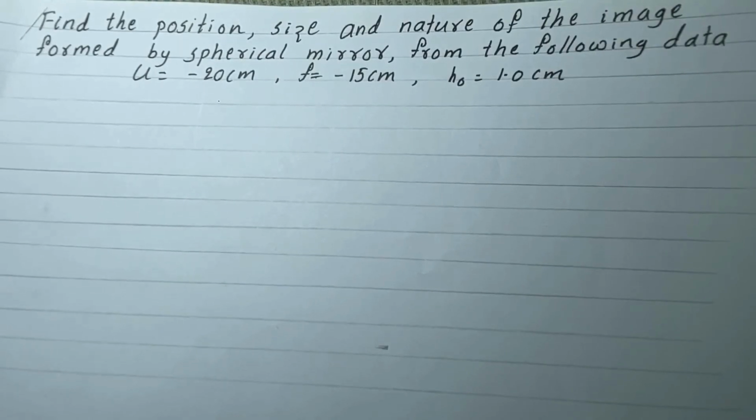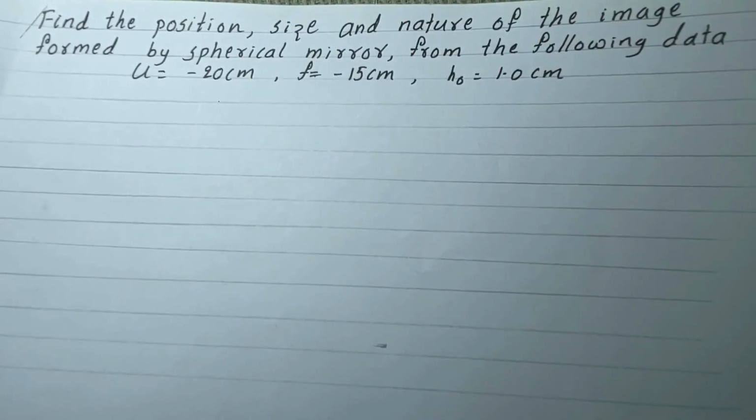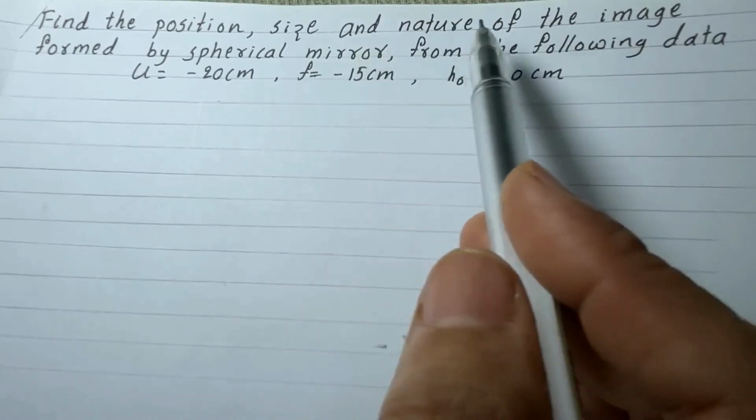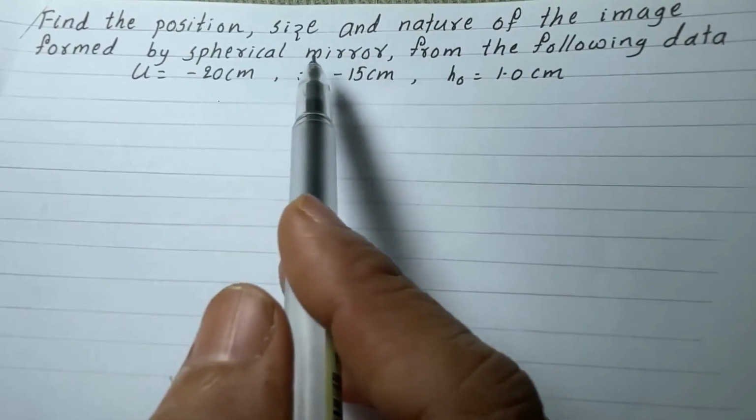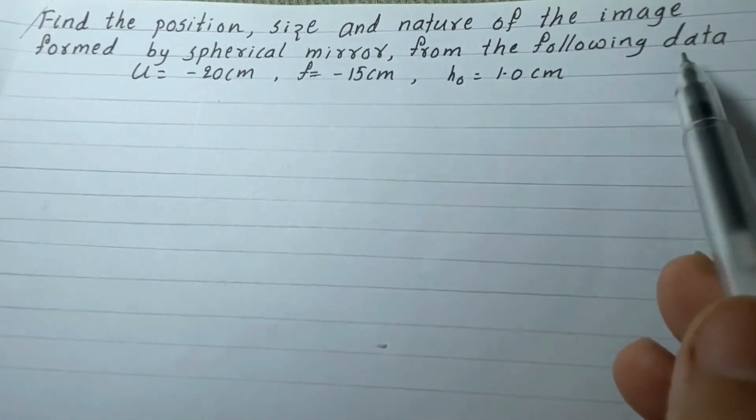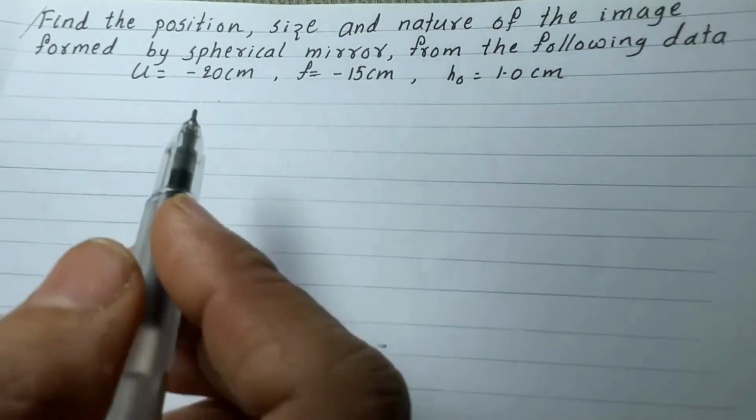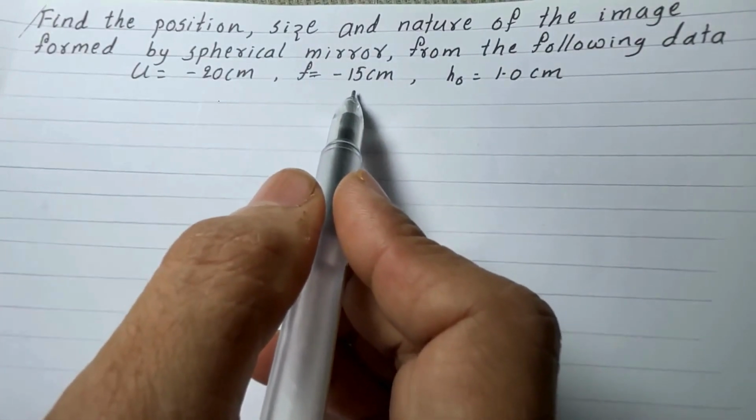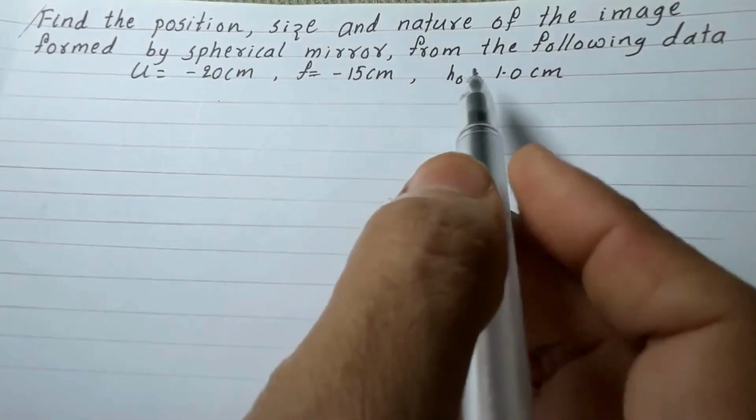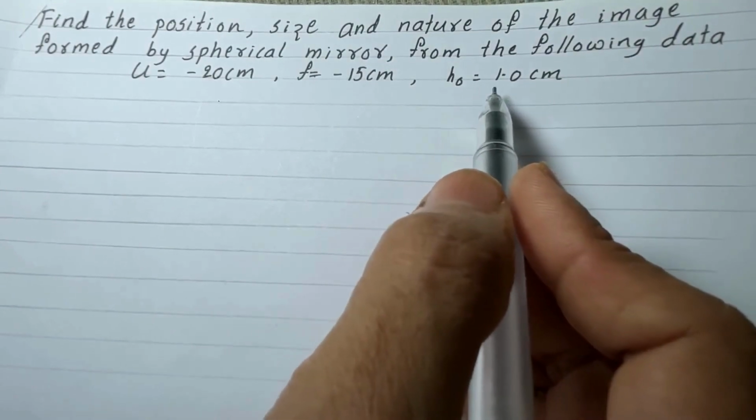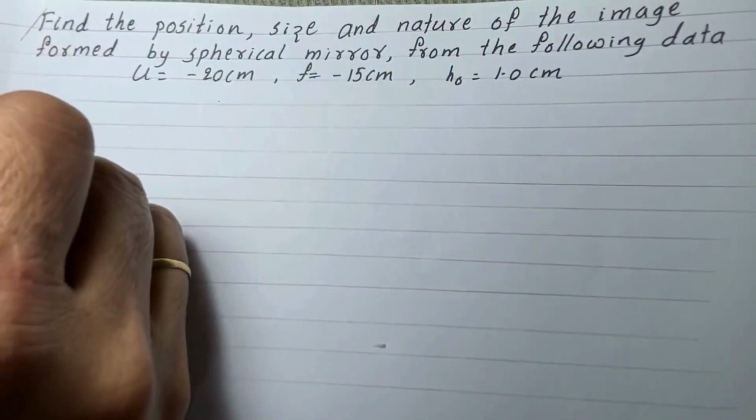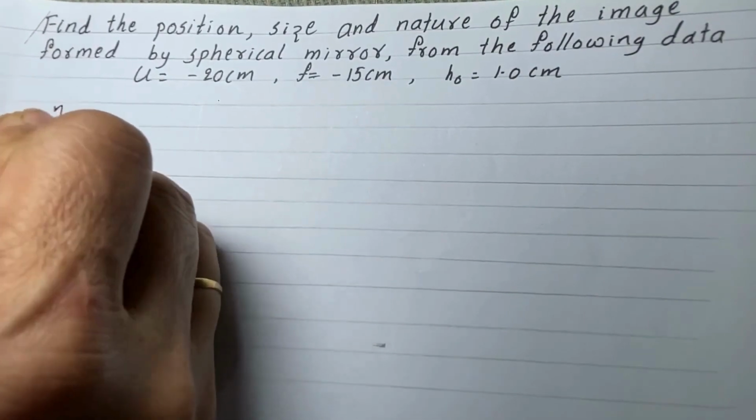By using this magnification formula, let us solve one numerical here. Find the position, size and nature of the image formed by a spherical mirror from the following data. Here the given data is u is equal to minus 20 centimeters, f is equal to minus 15 centimeters, and the height of the object is 1 centimeter, that is plus. Let us start the problem.